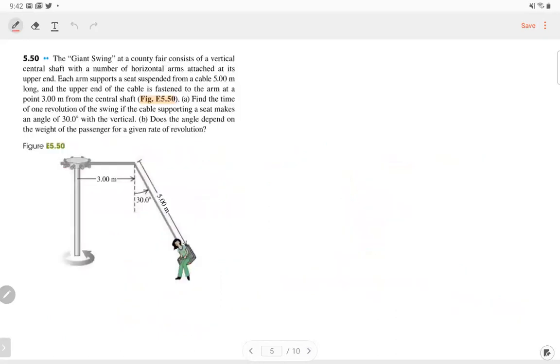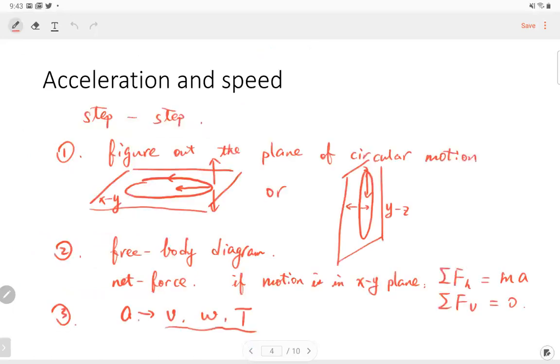Then let's do the practice. There is a swing, and there's a person on the seat. And the swing is in horizontal circular motion. So that means this circular motion occurs in the horizontal. This is the trajectory. And we are going to find the time of one revolution of the swing. The time of one revolution of the swing is the period. So we want to know how long it takes the person to move in one circle. That's the period.